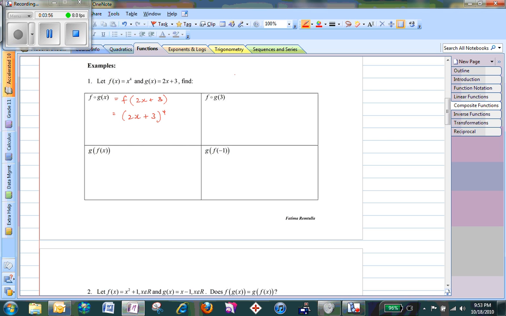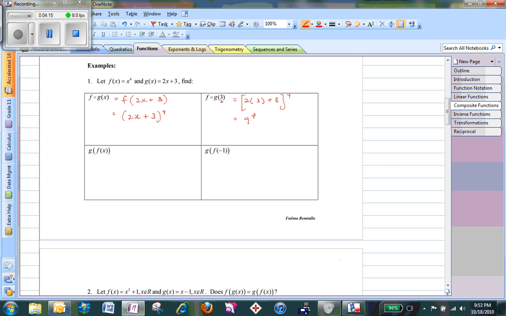Now that you have f of g, notice I want f of g at 3, which means wherever I see an x, I'm going to sub in a 3. That is 2 times 3 plus 3, all to the 4. 2 times 3 is 6, plus 3 is 9, which is 9 to the 4. And you can leave it that way.